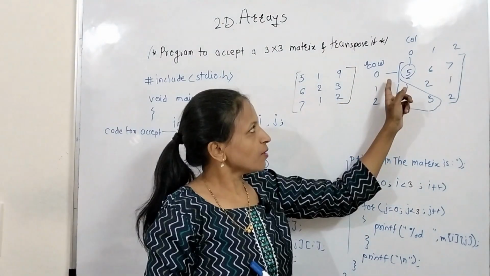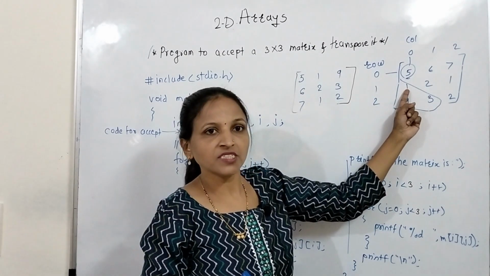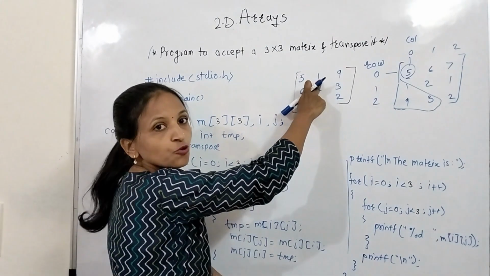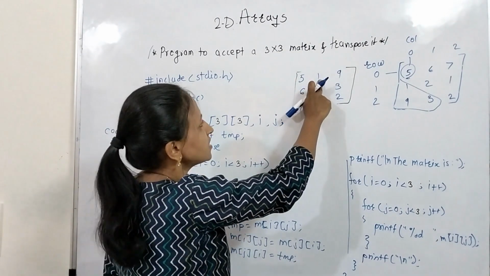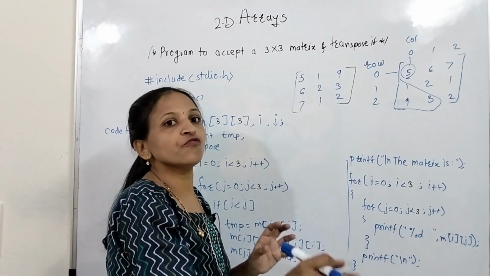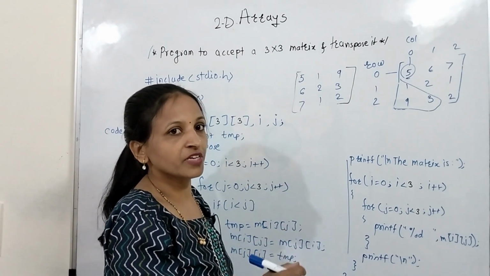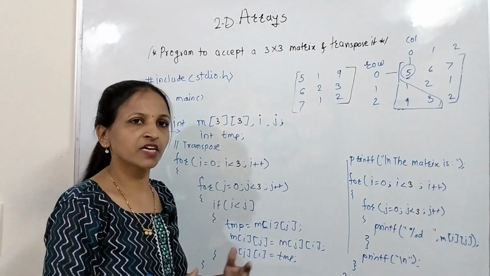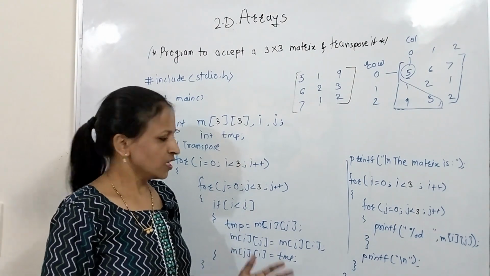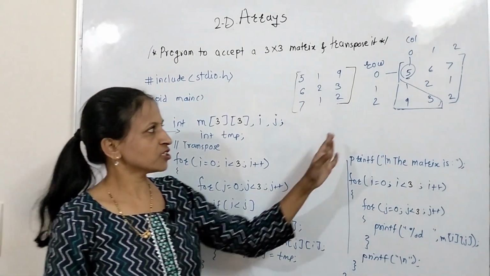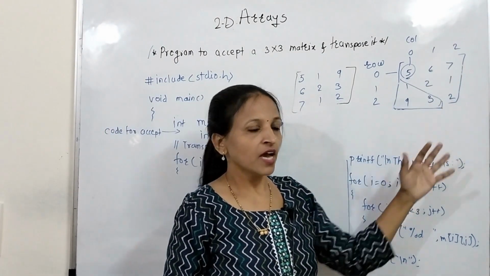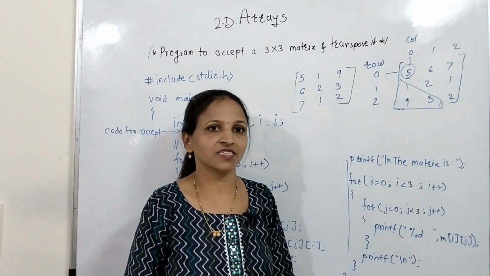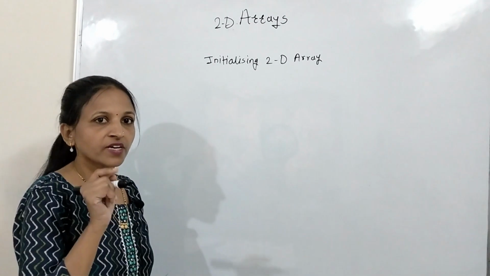This means m of ij, this element m of 1 0, should be at this place m of 0 1. So we have to swap, we have to exchange the position of the elements. That logic I have applied here. Using a temp variable we can swap two variables. In the same way I have exchanged the position of these elements, and after displaying the matrix we will get the transposed matrix here.